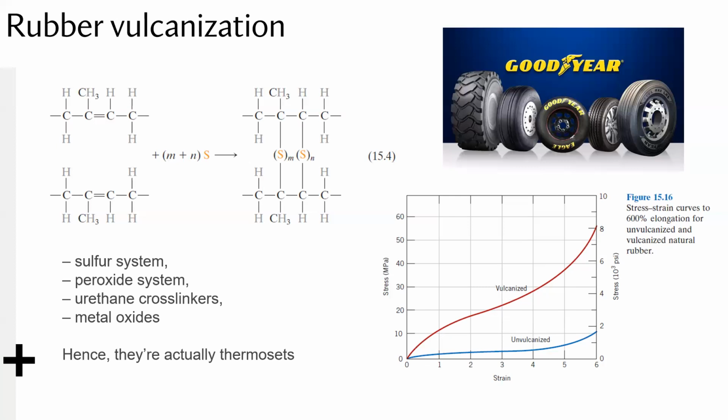Again, they can achieve very high elongations, as you can see here, many times their original length. In this case, it's like 6 times the original length, but then it also now allows it to go back to its original state once you've relieved this stress, okay, which is exactly what we expect from an elastomer.